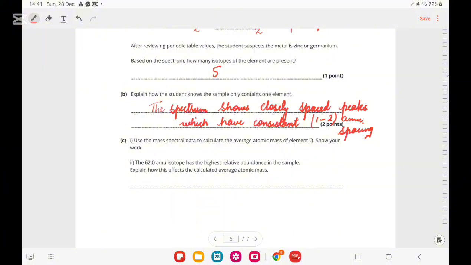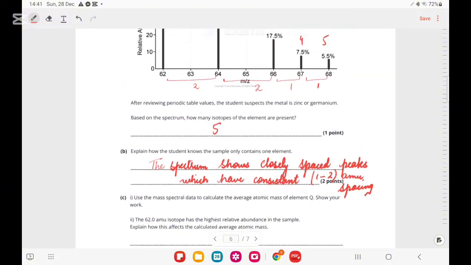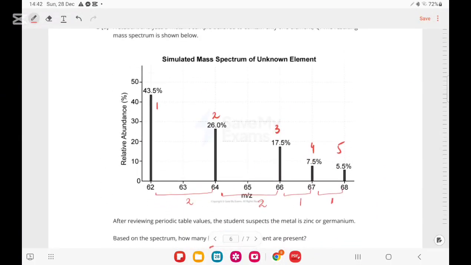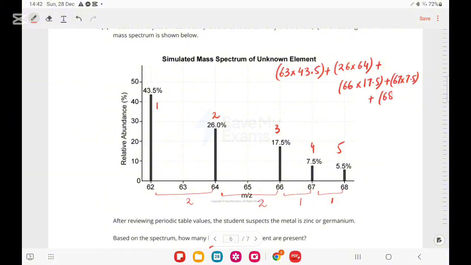Now for the next question, use the spectral data to calculate the average atomic mass of Q. So we are just going to do the same process, that is we multiply each mass with its percentage, that is 26 times 64 plus 66 times 17.5 plus 67 times 7.5 plus 68 times 5.5, and divide everything by 100, and the answer comes out to be 63.93 AMU.